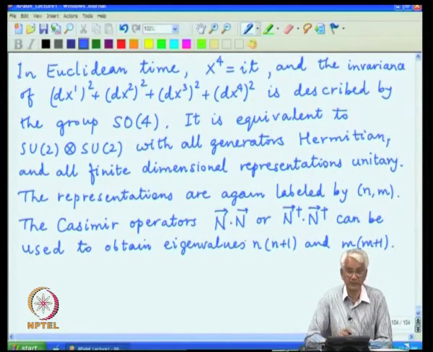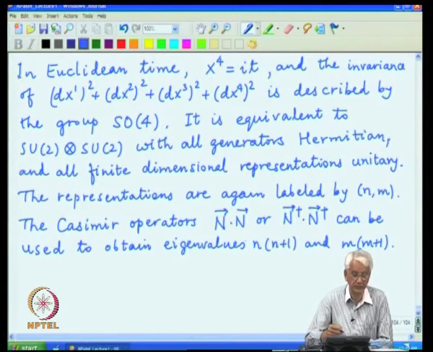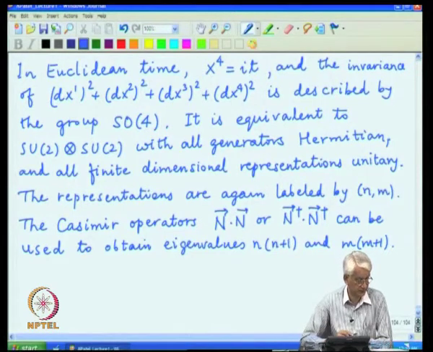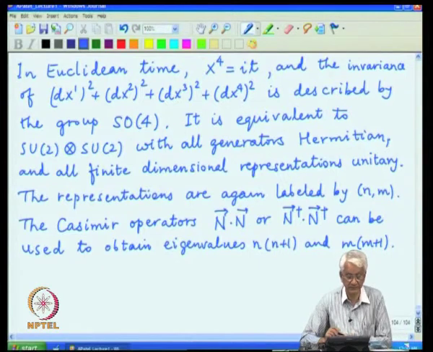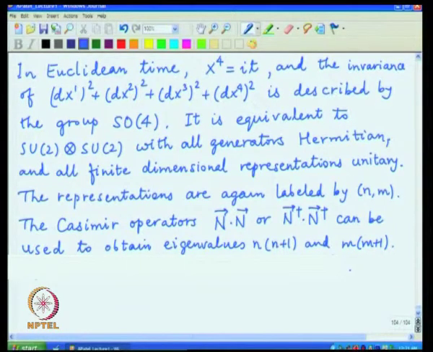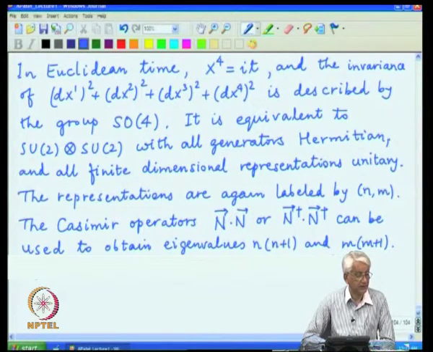This statement about Casimir operators is true both for the Lorentz group as well as the Euclidean version. The only thing is whether these operators are Hermitian or not, that will depend on which group you are using, but the fact that they will have this particular eigenvalues is not in doubt. So, this is all one can say in case of Lorentz group.